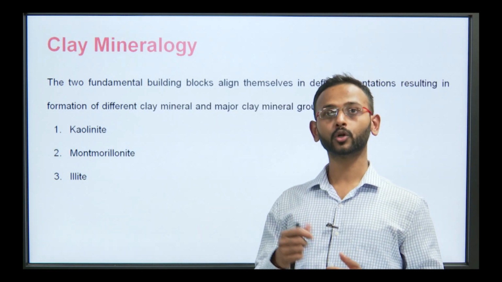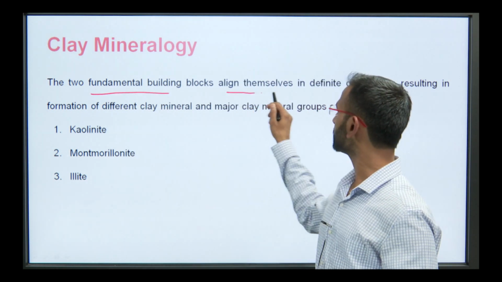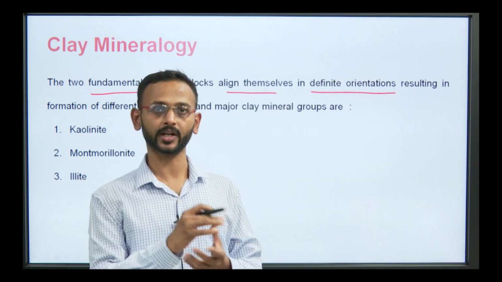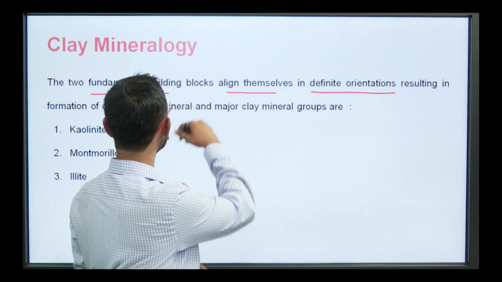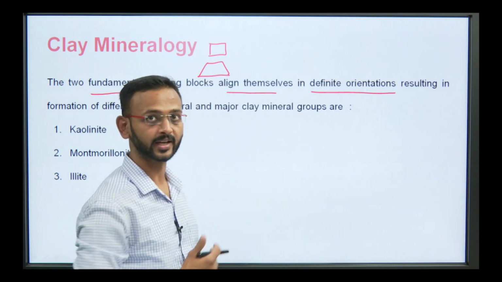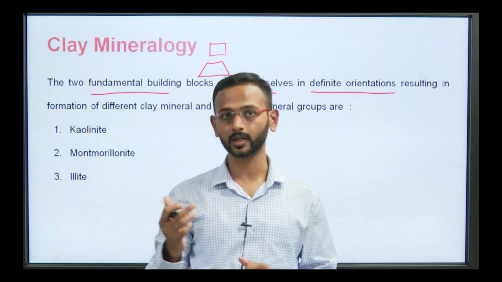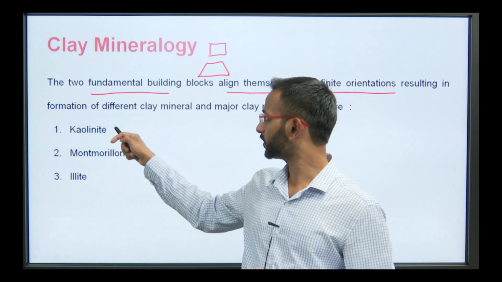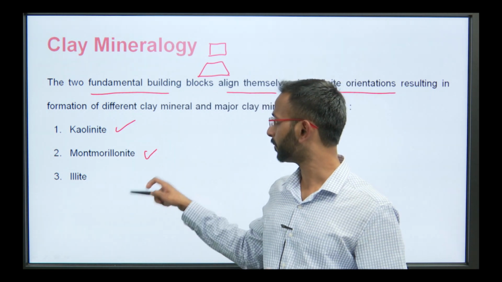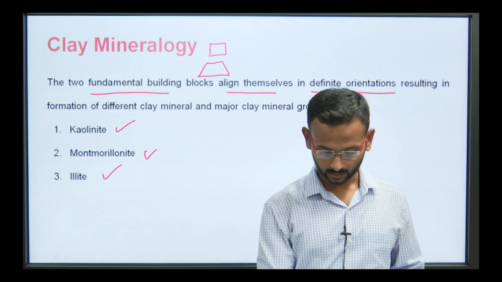So when we talked about the octahedron and tetrahedron unit, those two fundamental building blocks would align themselves in definite orientations. We will be discussing how they are arranged or stacked together. The fundamental building blocks were a silica tetrahedron, and the second one, represented by a rectangle, was the octahedron unit. In the formation of different clay minerals, the major clay mineral groups are kaolinite, which includes China clay, and different other things. Montmorillonite, an example is black cotton soil, and illite, an example is mica. So we will be discussing these three topics here.